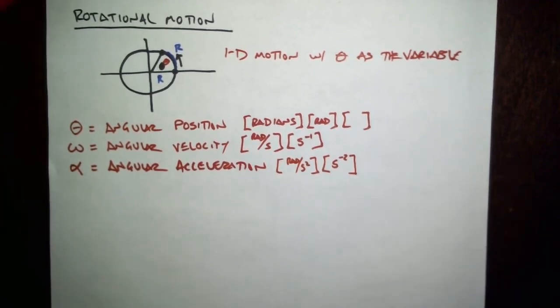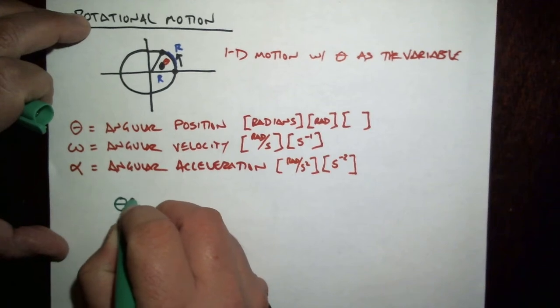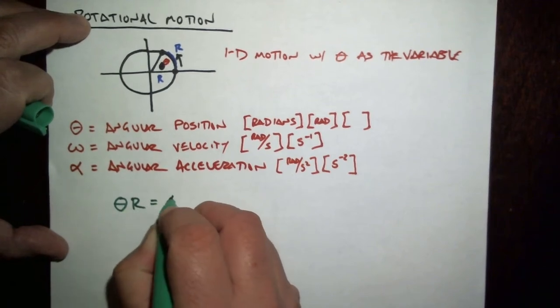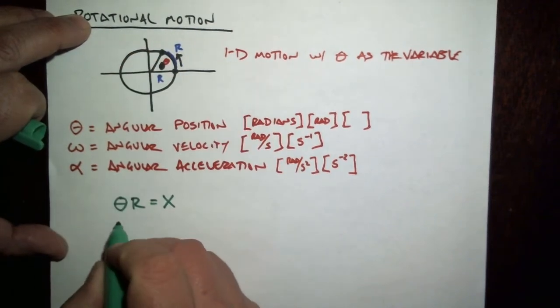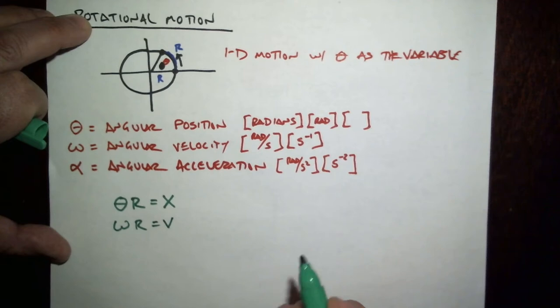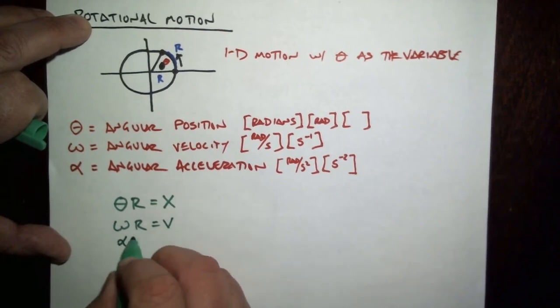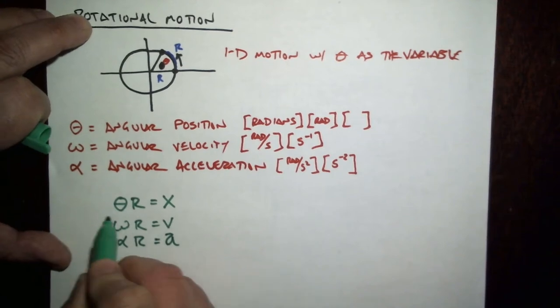The angular variables and the linear variables are related to each other. That is to say that if you take theta and multiply by r, you will get back your position. That's the distance traveled along the circle. If you take omega and multiply by r, you will get back velocity. And if you take alpha and multiply by r, you will get back acceleration. So these are related to each other.